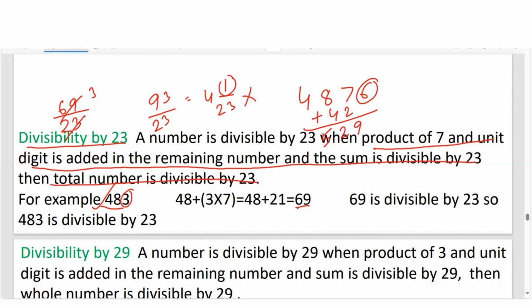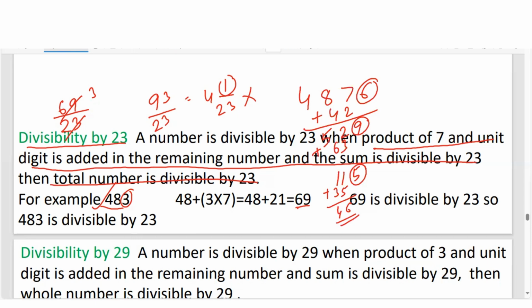Again the same thing, the unit digit is 9. So multiply by 7, 9 times 7 is 63. Add 63 to the remaining number, what do you get? That is 52 plus 63, 115. Again the unit digit is 5. Same technique, 5 into 7 is 35. Add it to the remaining number, that is 11 plus 35. What do you get? 46.